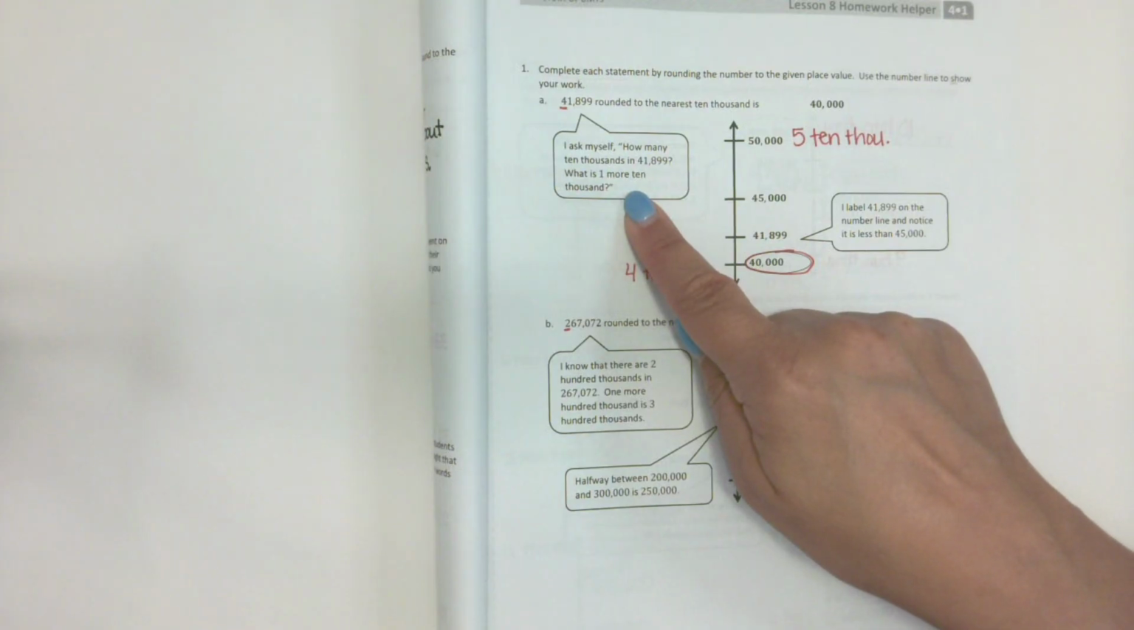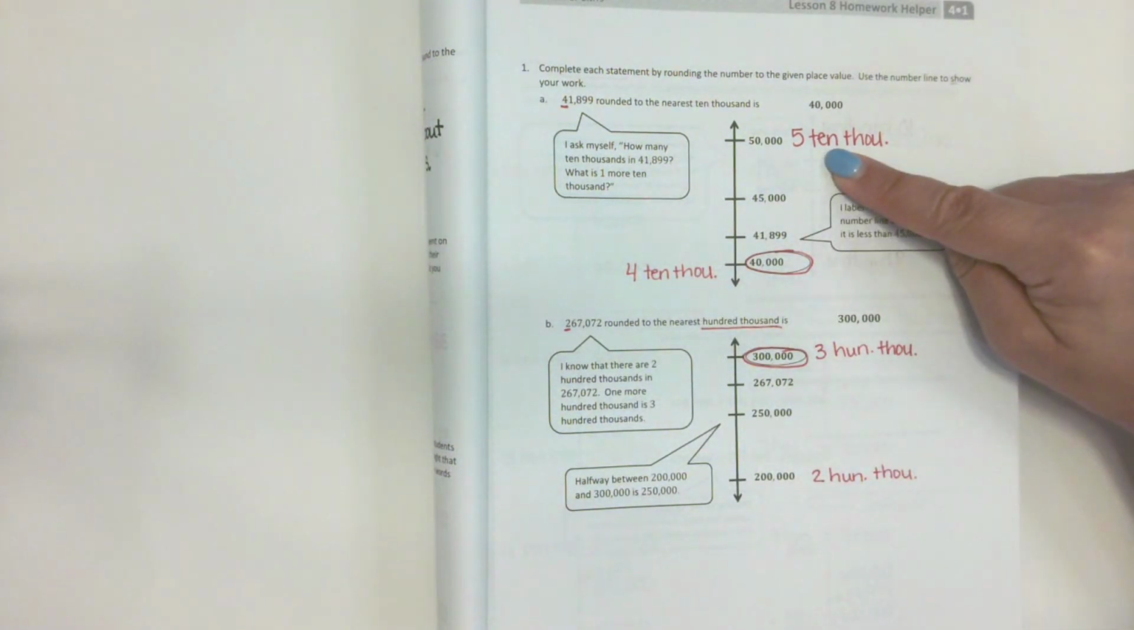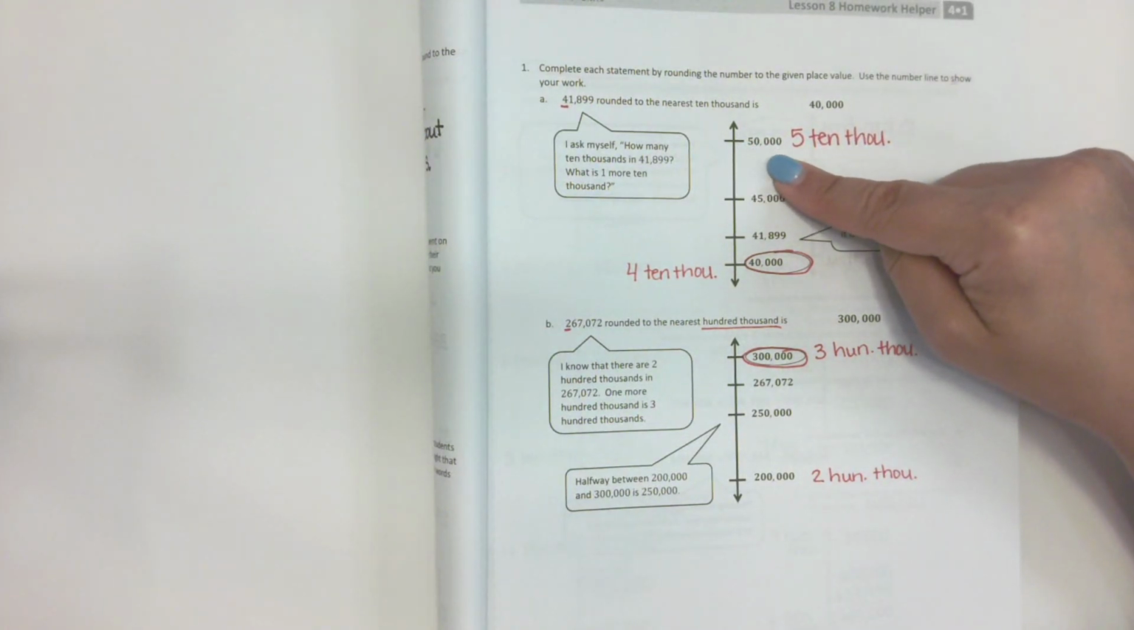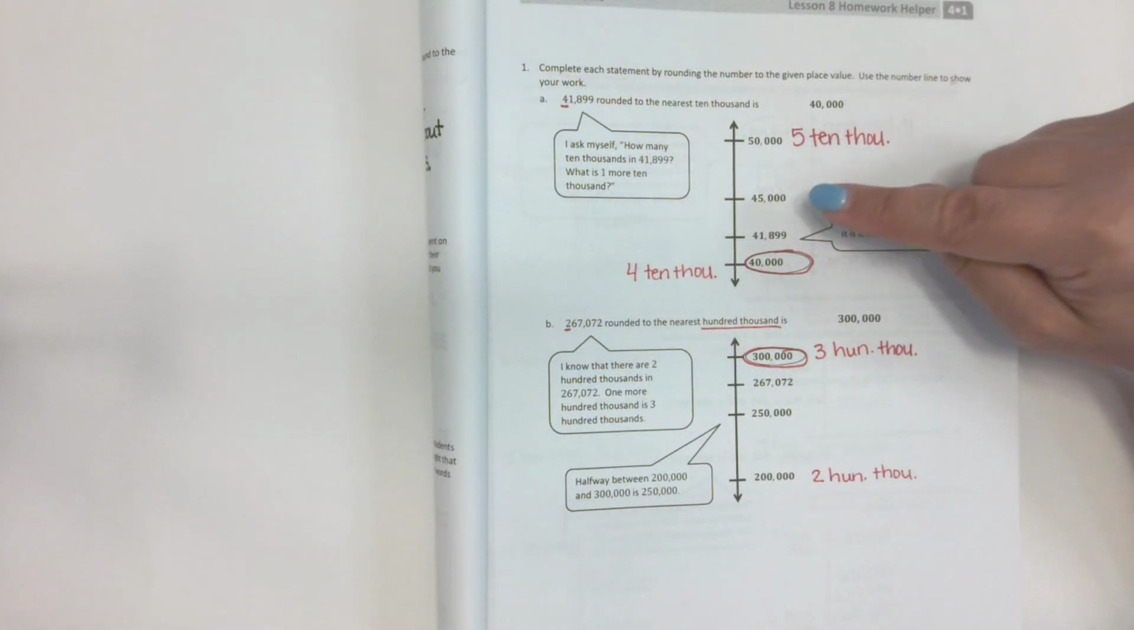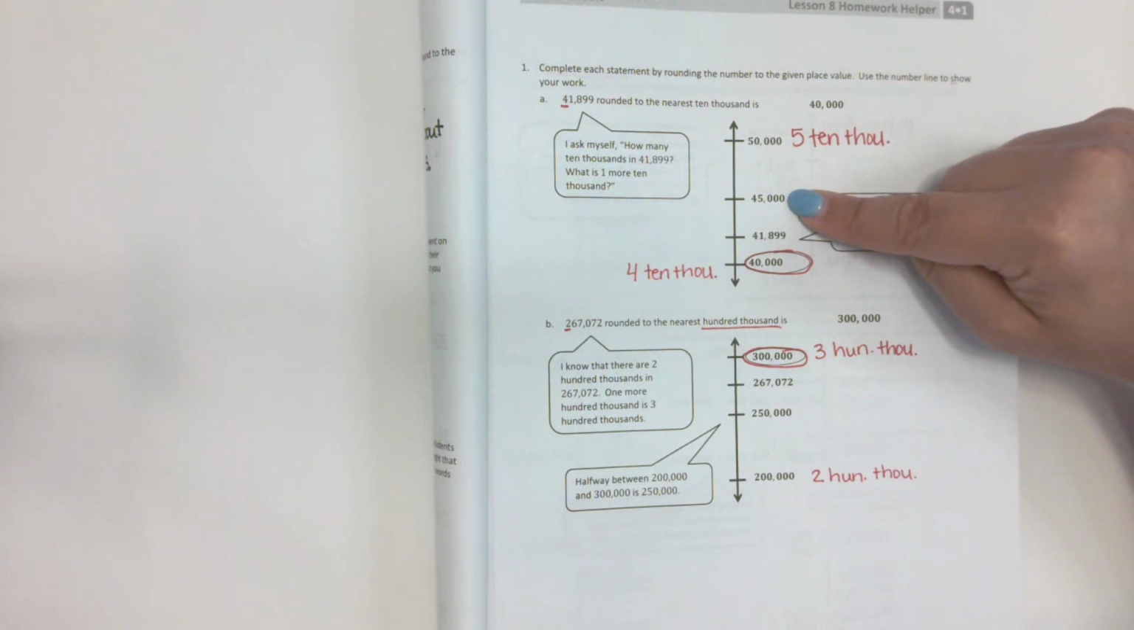What is 1 more 10,000? 1 more than 4 10,000s is 5 10,000s. That's what goes on the top endpoint. 5 10,000s is 50,000. Here it is in standard form on the top endpoint. Then you have to find the midpoint. Halfway between 40,000 and 50,000 is 45,000. That's because 5,000 is halfway between the 10,000s.